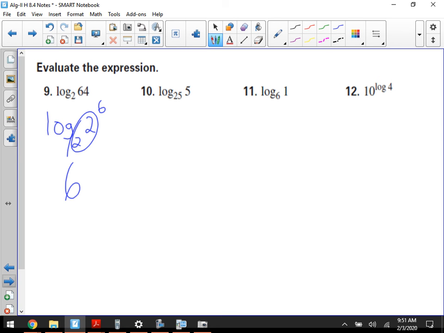Now, this next one's a little bit weirder to think of. But can we think of it this way? 25 to what power is 5? One half. Okay, 25 to what power is 5? Again, as you rewrite, think of it in terms of exponents. This is log base b of y is x, so b to the x is y, so this means 25 to what power gives you 5.